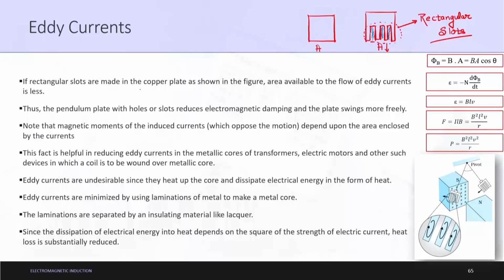So, this is the only concept being told here. If rectangular slots are made in the copper plate as shown in the figure, the area available to the flow of eddy currents is less. Thus, the pendulum plate with holes or slots reduces electromagnetic damping.